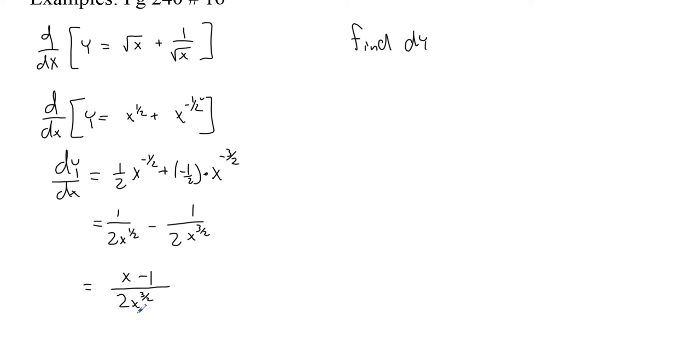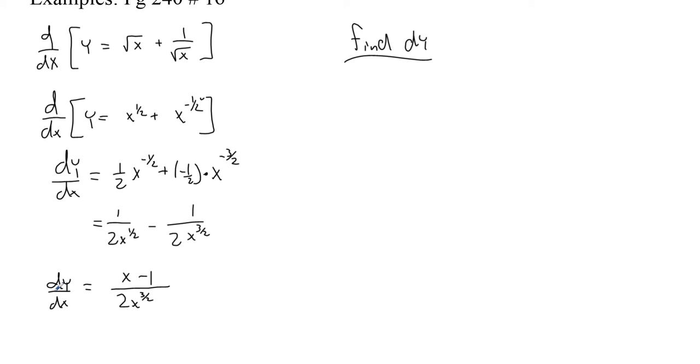Now, in the back of the book, it changes this back to a radical and reduces it. This is good enough. I think we'll leave it like that. And we'll say that this is dy over dx. Now, that's not what they want. They want us to find dy.